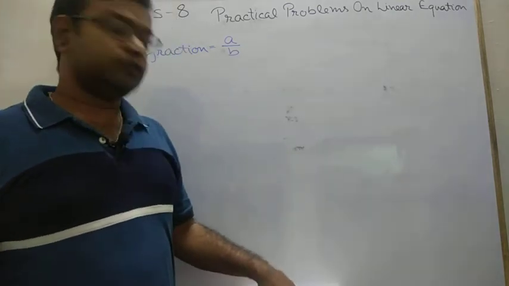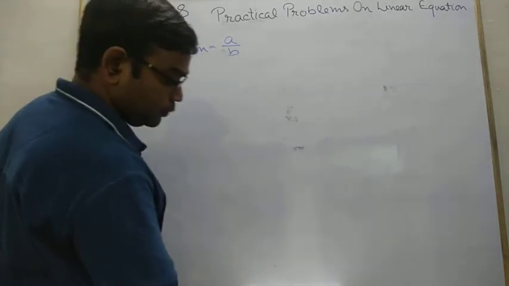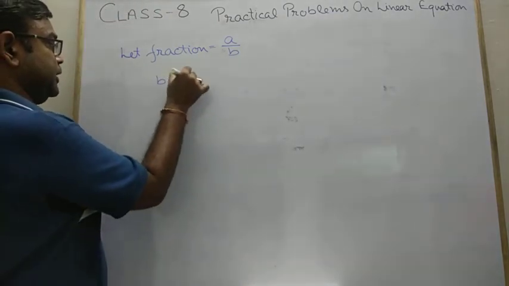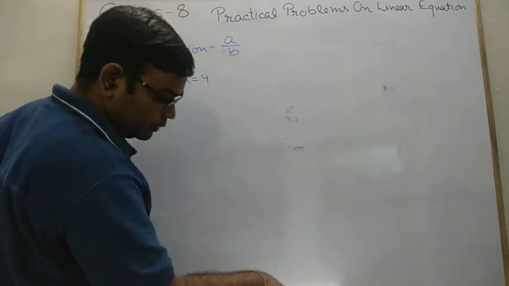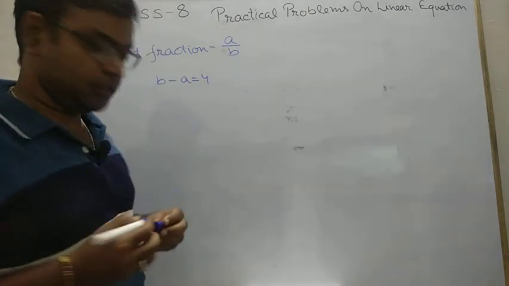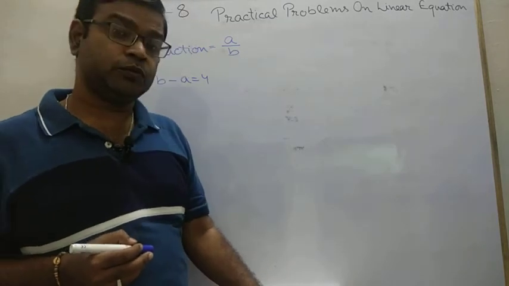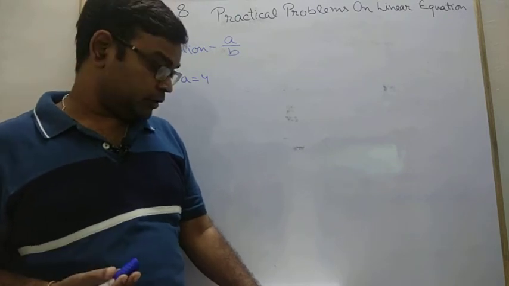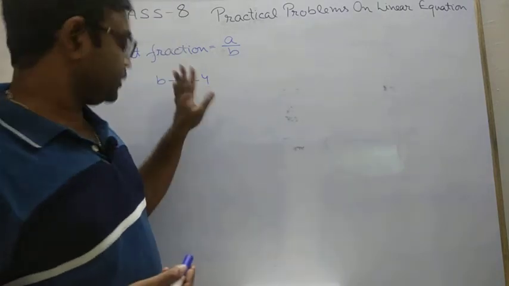The numerator of a fraction is 4 less than its denominator. Means what? b minus a equals 4. The numerator of the fraction is 4 less than its denominator, means the denominator is greater. It's a proper fraction. Then if the numerator is decreased by 2 and the denominator is increased by 1, the fraction becomes 1 upon 8. Find the fraction. Okay, leave this topic. Come to the new part.